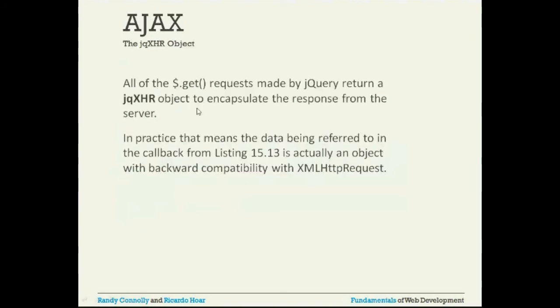All of the $.get requests made by jQuery return a jqXHR object. Whenever you are making a $.get request, it's going to return this particular object. In practice, that means the data being referred to in the callback from Listing 15-13 is actually an object with backward compatibility. So this jqXHR has backward compatibility with XMLHttpRequest.